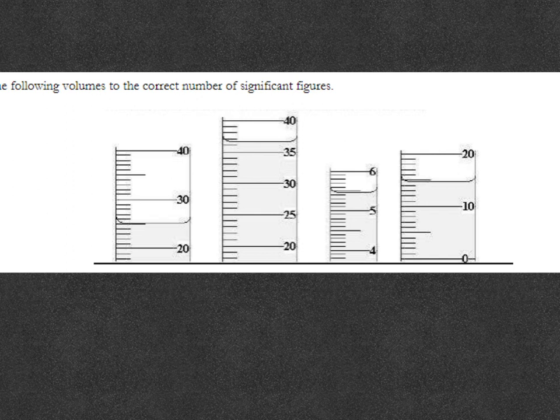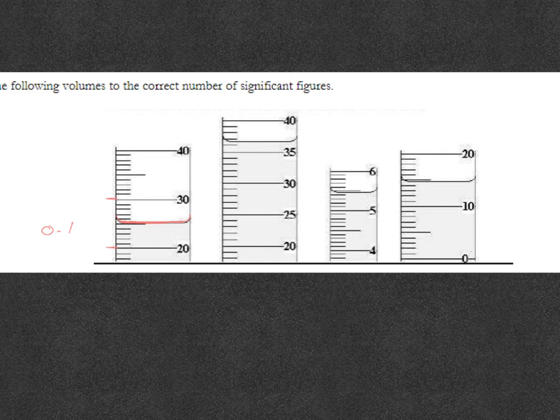So for these graduated cylinders, we're going to look. So here I have a mark at the 20 and I have a mark at the 30. My smallest marking goes by every 1. So therefore, I need to estimate to the 0.1 position. Now you're going to look at the bottom of the meniscus. So the meniscus is right here. I'm going to read the bottom of that.